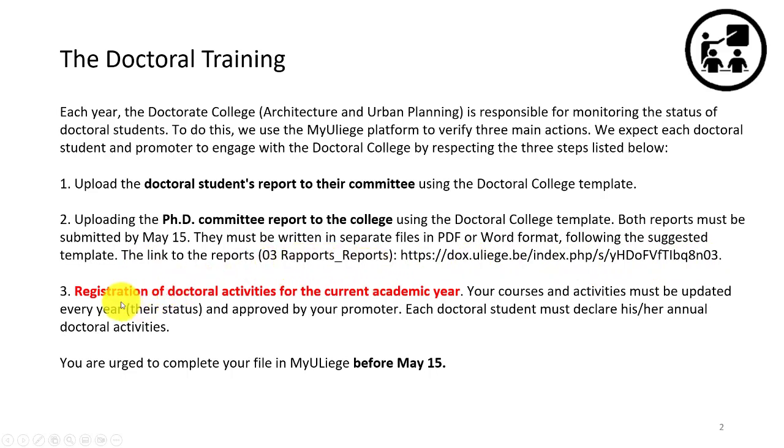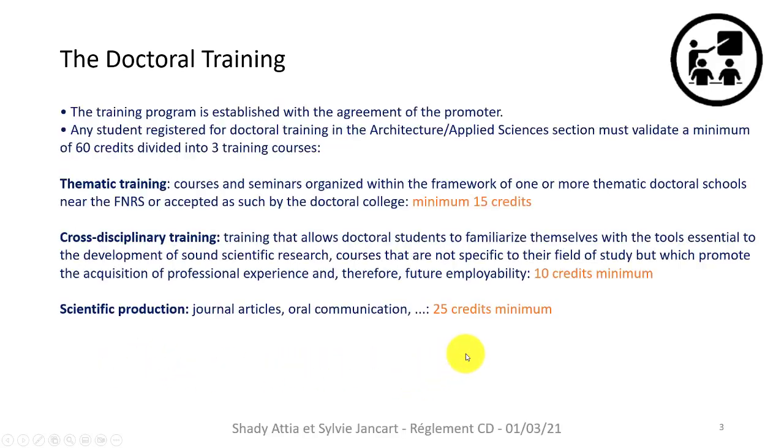The third step, which is the topic of today's tutorial, is to register the doctoral activities for the current academic year. So your courses and activities must be updated every year regarding their status, and they must be approved by the promoter. Each doctoral student must declare his or her annual doctoral activities, and this must be done before the 15th of May. Now, the doctoral training is structured under three types of training courses.